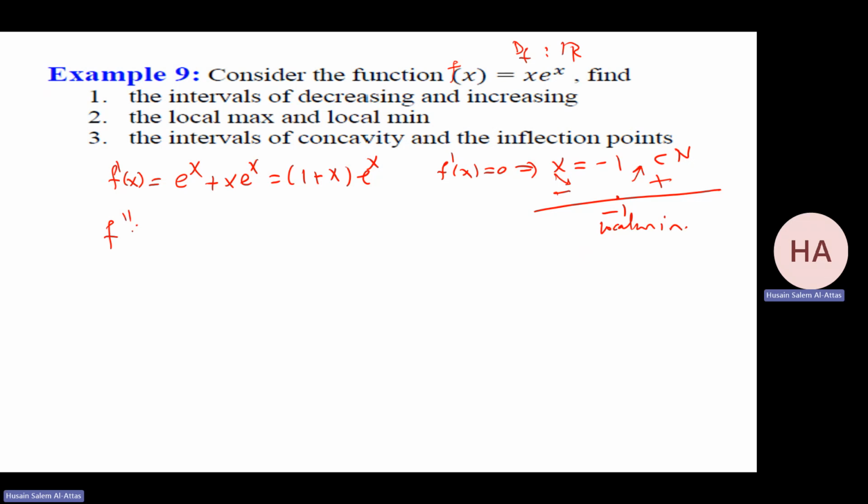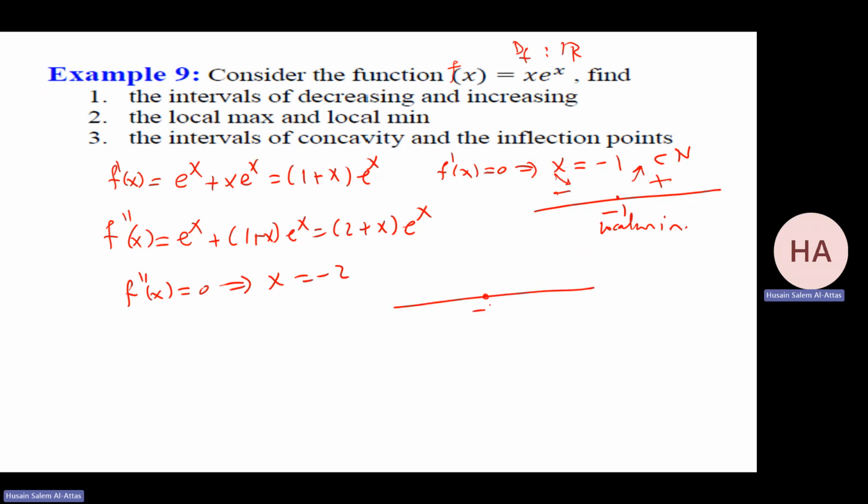Now, f double prime, if we do the calculation, you have what? e^x plus (1 plus x) e^x. So it will be (2 plus x) e^x. F double prime equals 0. So I have x equals minus 2. Before minus 2 is negative, this is positive, so it's concave down, concave up, and this is an inflection point.